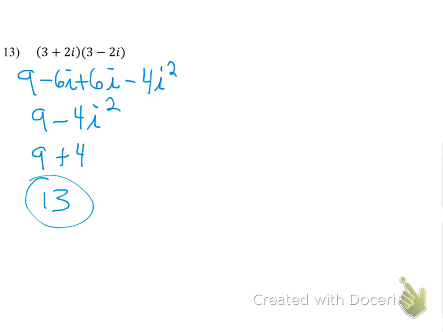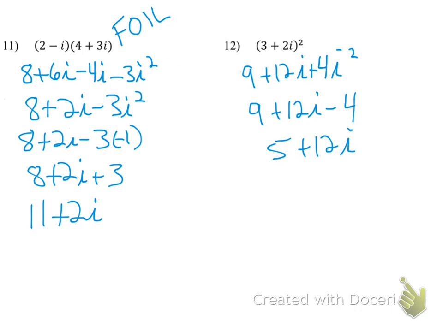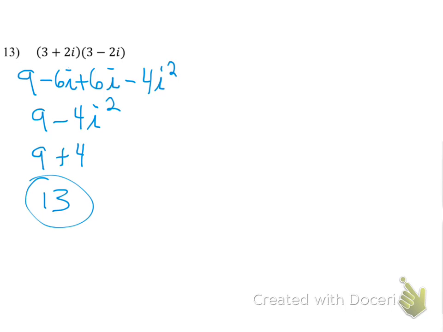So overall answer. I want you to take a look at 13 and take a look at 11. In 11, we got a complex number. In 13, we have a regular number here, a real number. That worked out because these are almost the same thing, with these two being opposites, one plus and one minus. These are called conjugates.